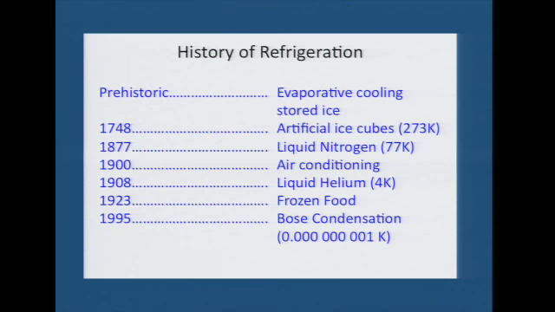Okay. And today, the current world record is a billionth of a degree Kelvin. That's as cold as it gets. Ironically now, this temperature is achieved by a variant on evaporative cooling, so we seem to have come full circle.